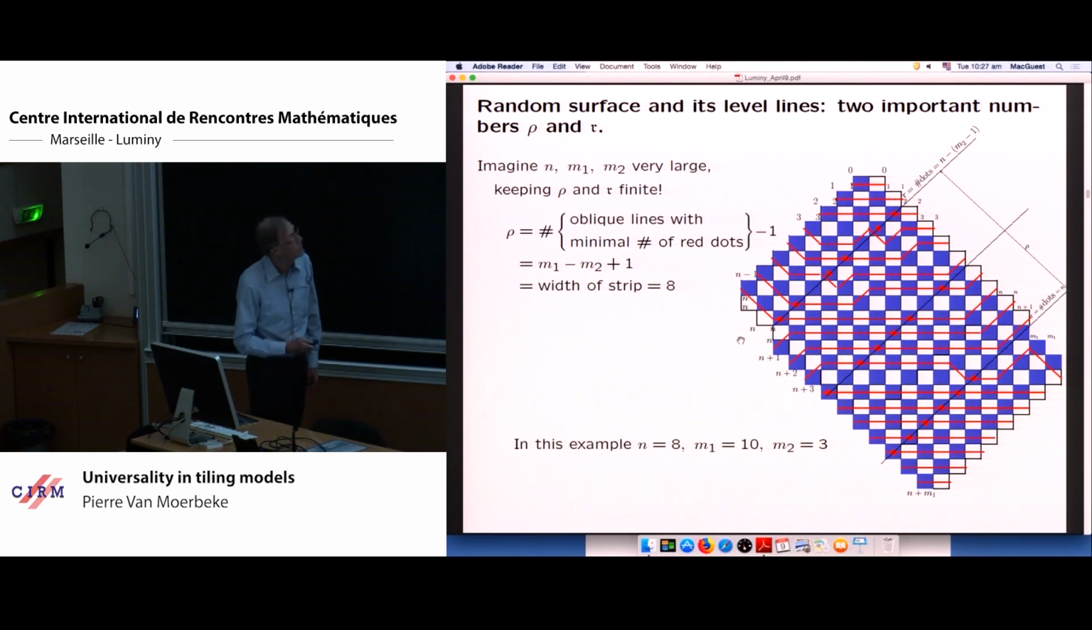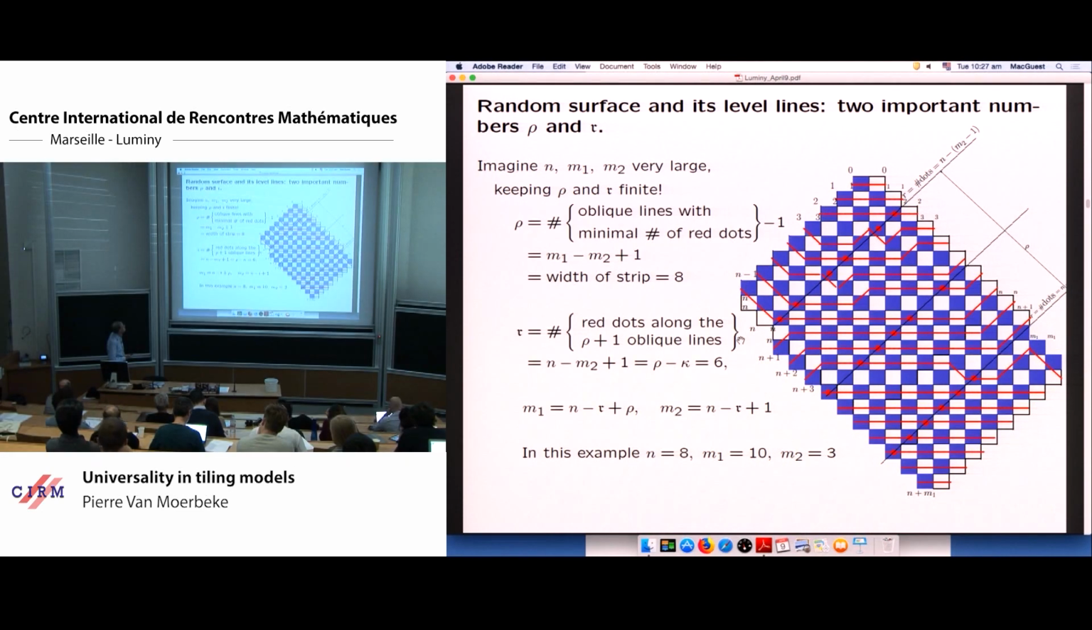So let me move to the next slide. Yes, so you can express the width of the strip and the number of dots in that strip. You can express them exactly in terms of these M and N, etc. Okay, they are exact formulas.